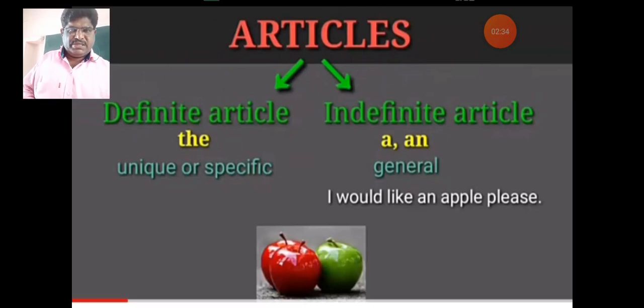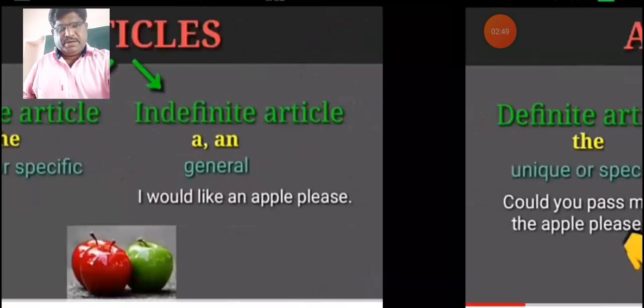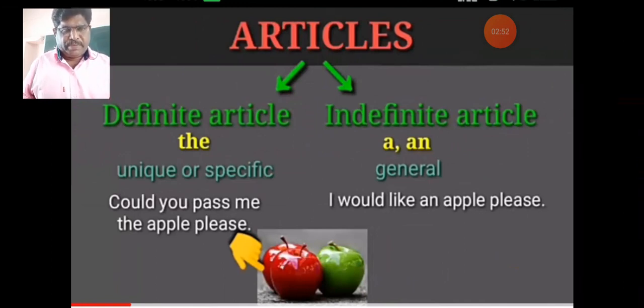With this image, you can understand the difference between definite and indefinite. You can see apples there, a red apple and a green apple. Could you pass me the apple, please? Pointing to what? Pointing to the red apple. So it is a unique or specific one, pointing to the unique or specific one. The definite article.